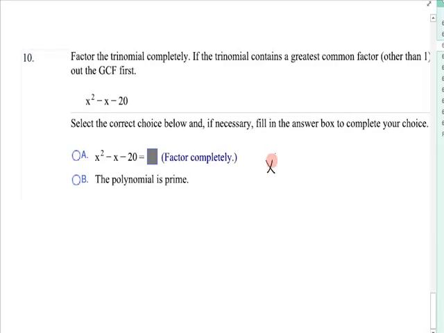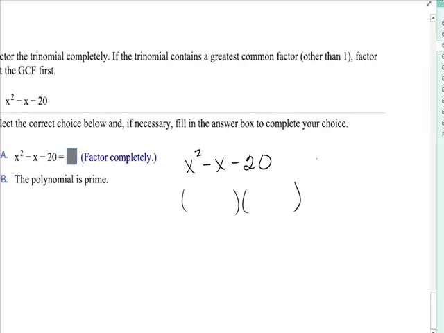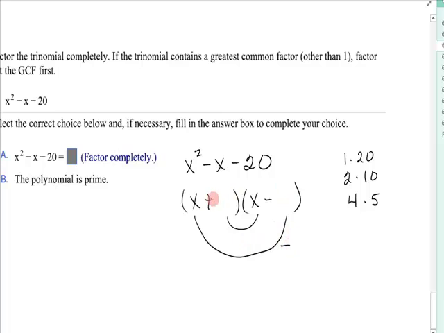Let's see. X squared minus x minus 20. Is there a GCF? No. I always ask. The last sign is negative. What does that tell you? I hope 1 plus, 1 minus. I know I need x and x. Factors of 20. So it could be 1 and 20, 2 and 10. 3 doesn't go into 20, but 4 does 5 times. The outer product will be negative. The inner product will be positive. So it's going to be a difference of 1. So it's got to be 4 and 5.